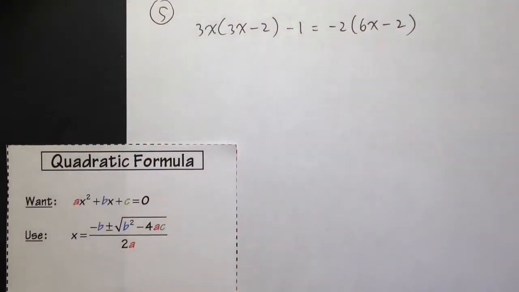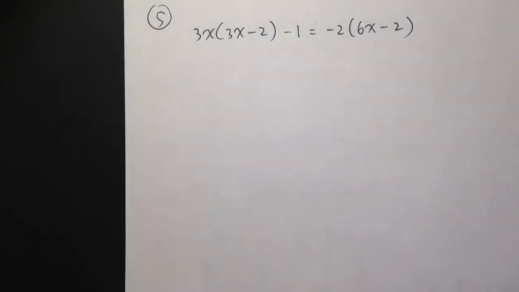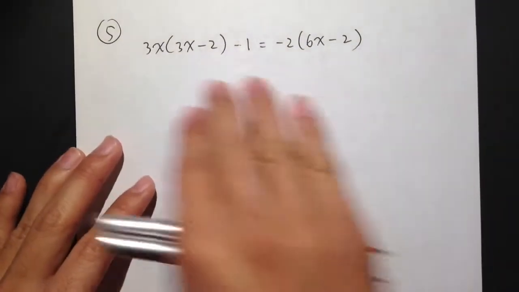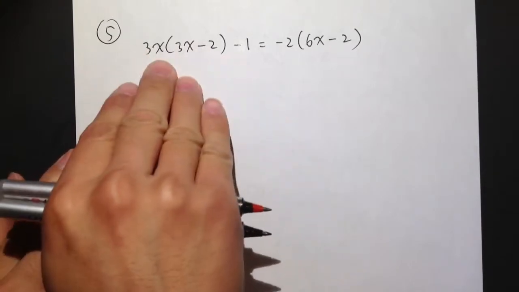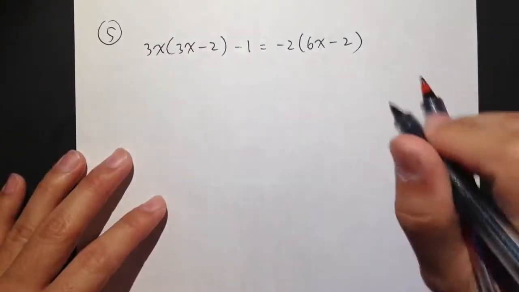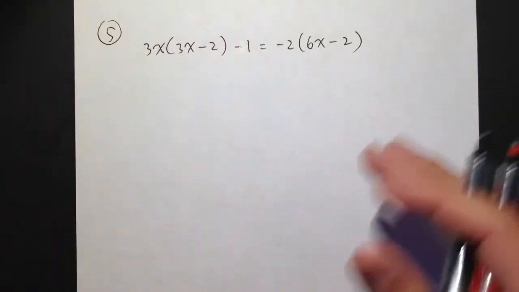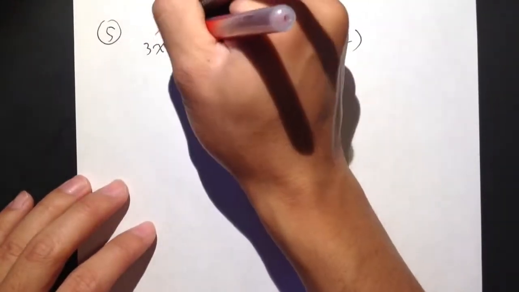Example number 5, I'm using the quadratic formula to solve the equation. You know the quadratic formula by now already, so let's just get to work. I see parentheses with something in front of them, so let's distribute it and combine like terms. Put the equation in standard form, make one side equal to 0, and then let's just get to work.